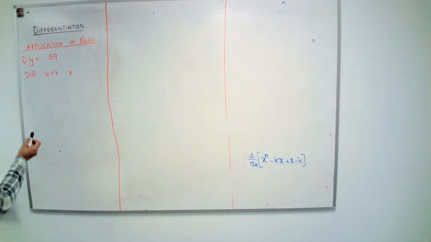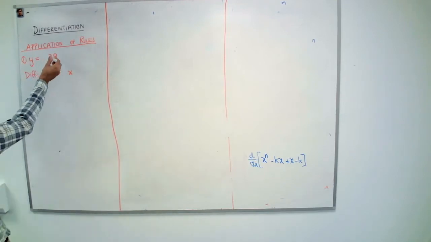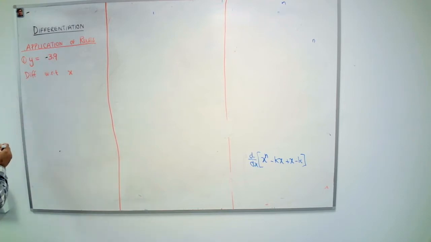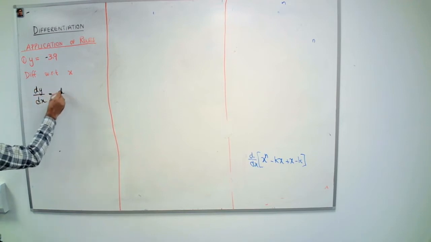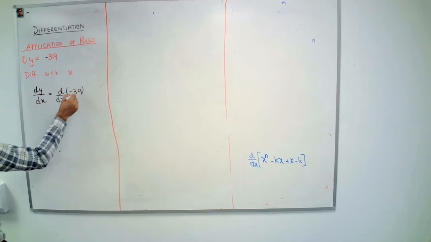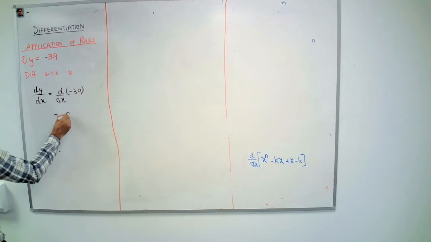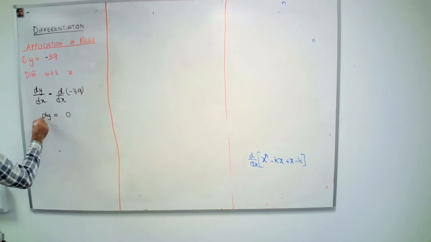Let's say the first rule, where there was y equals constant. Instead of constant, I put minus 3.9. Okay, so I want to differentiate with respect to x. dy over dx equals d over dx of minus 3.9. You don't have to look at what the sign is. The answer is just 0.